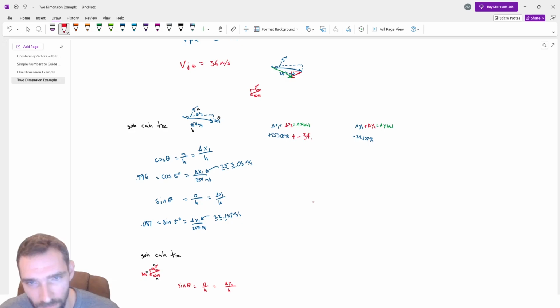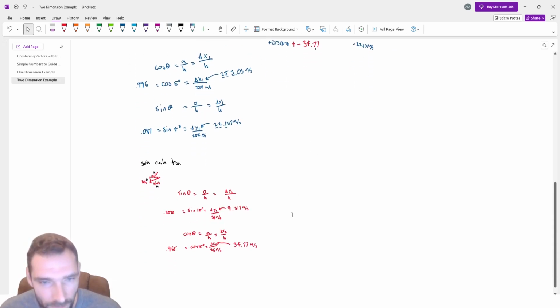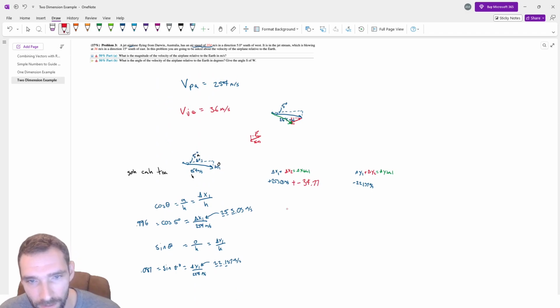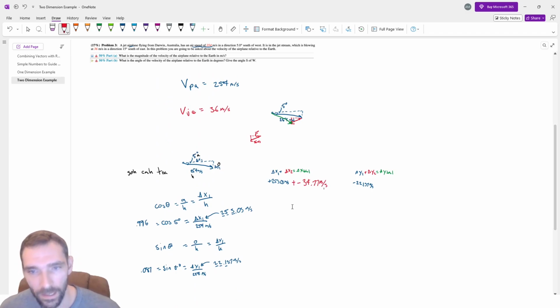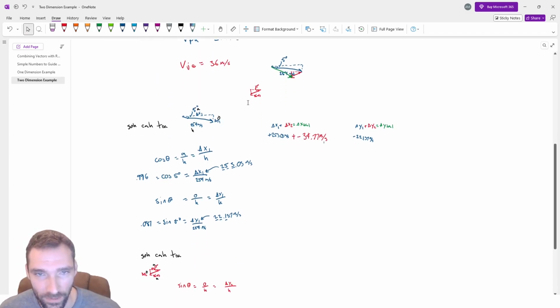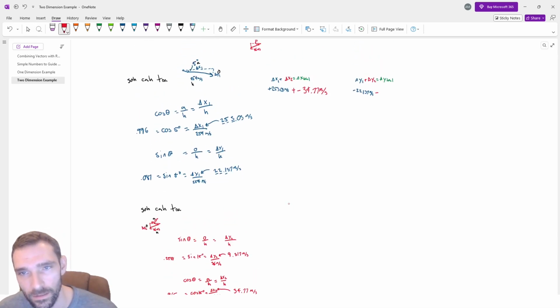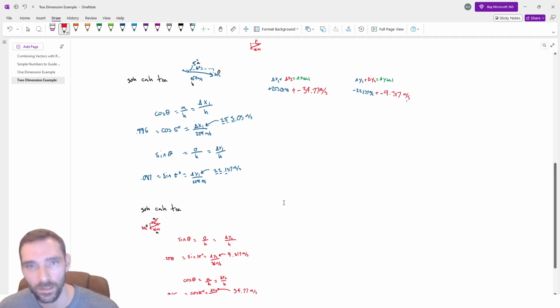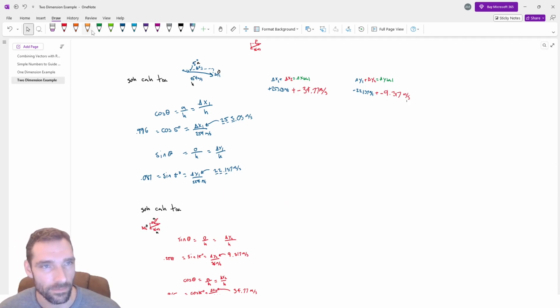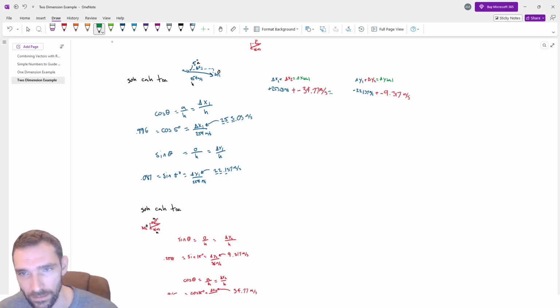Negative, that was 34.77 for our x value. And then our change in y is also a negative value, so it's 9.317. And we can have a look at what these calculate out to for our change in x and change in y values.